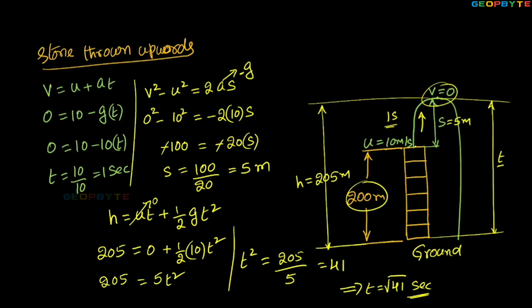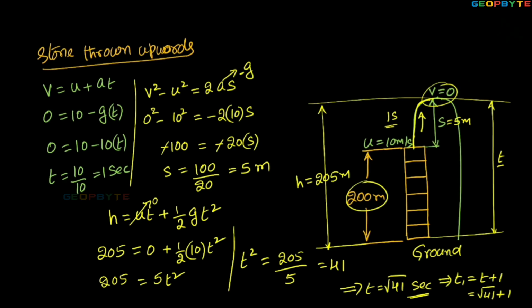Therefore, the total time required for the ball thrown upwards is the time required for going upwards and the time of falling from the highest point. That time I am marking as T1. That T1 equal to this T plus 1. This is equal to root over 41 plus 1 second. Listen carefully. That is the time required for reaching the ground when the ball is thrown upwards.